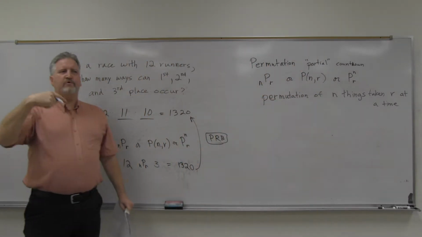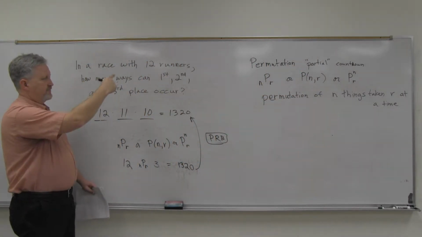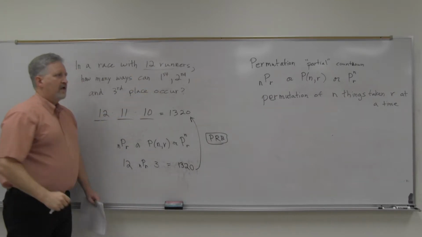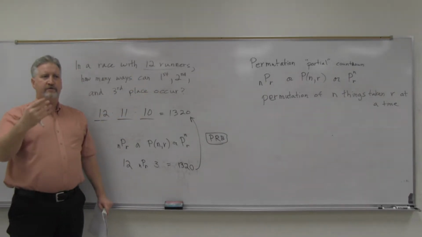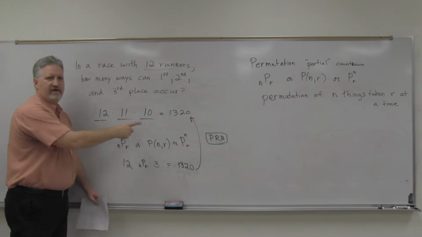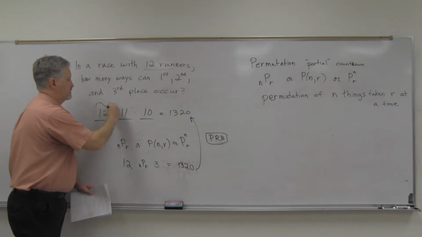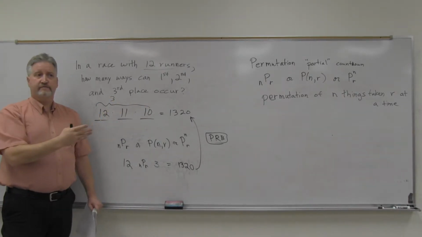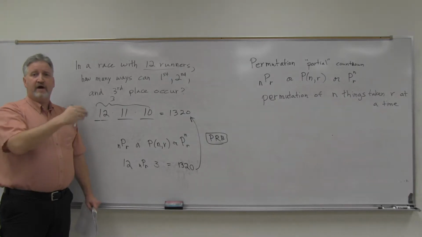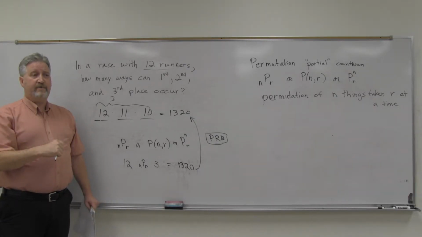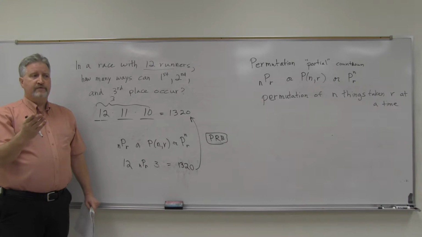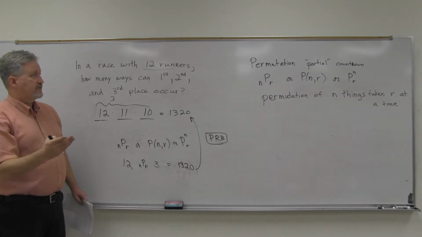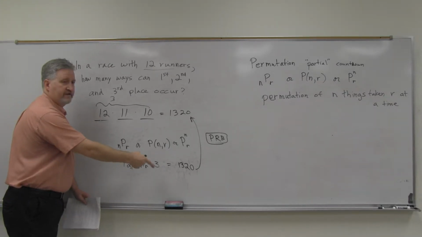The n is the number of things you have, which in this case is 12 runners. And the R is how many you're doing at a time. So in this case we're doing 3 at a time, aren't we? 3 places. If I was writing them out, I'd have 3 at a time, A, B, C. You know what I'm saying? So that's why I did 12 NPR 3 here.